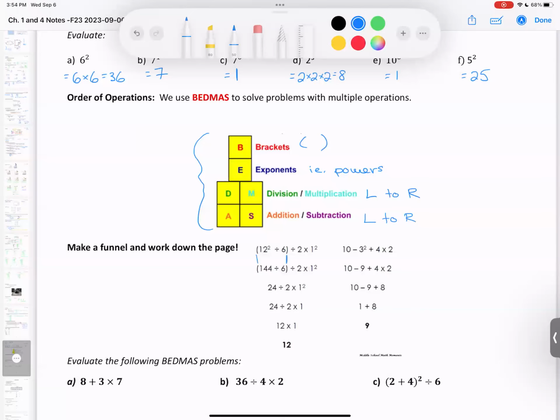Once we're done that, we still have to deal with our brackets. So we're going to do 144 divided by 6, which would give us that 24. Okay, leave everything else as it is. Okay, now that we're there, what are we going to do?